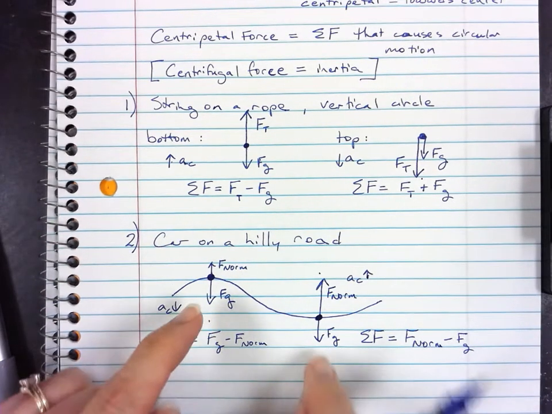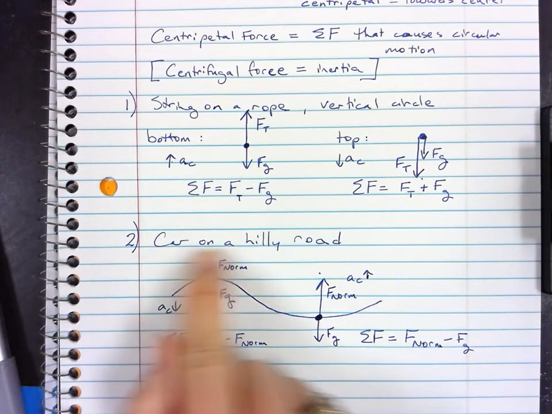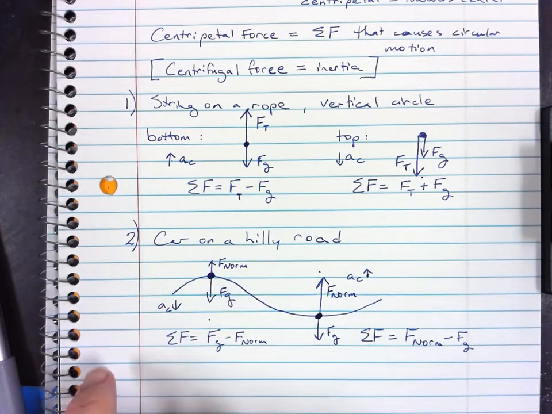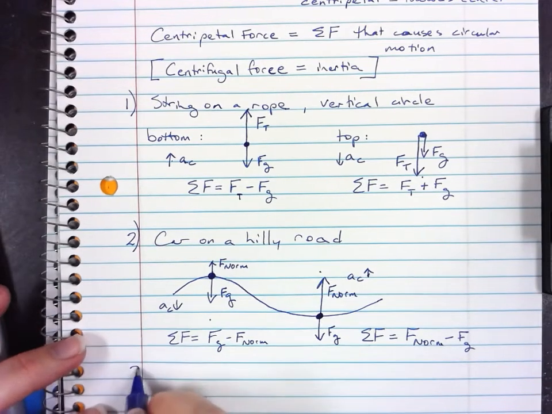Remember, you don't feel your weight. You feel normal forces. So when you ride a roller coaster or you go too quickly on a hilly road, when you go over the top of the hill, you feel lighter because your normal force is less than your weight. When you're at the bottom of a valley, you feel heavy because the normal force is greater than your weight.